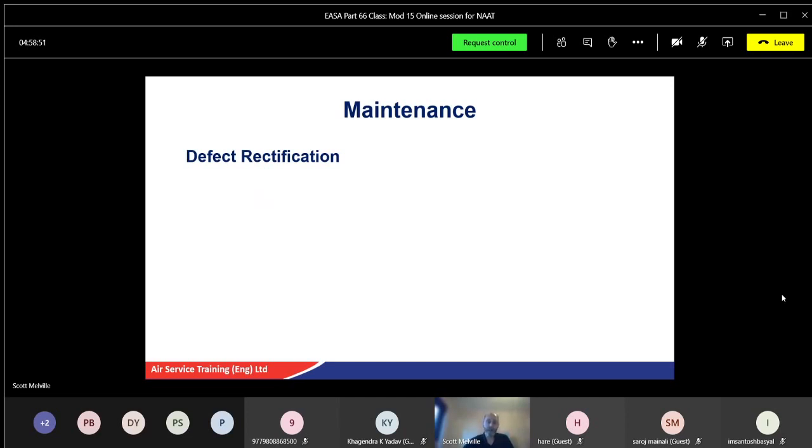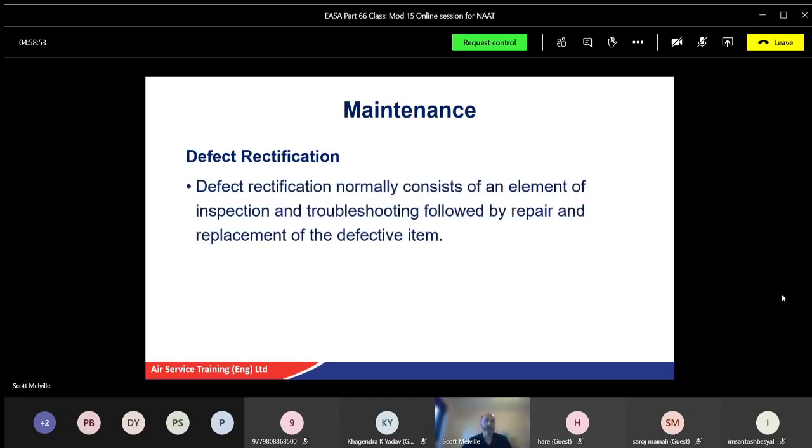Defect rectification normally consists of an element of inspection and troubleshooting, followed by repair or replacement of the defective item. So you found something wrong, you inspected it, you found what's wrong with it, and you go and repair it, or repair or replace it, depending.